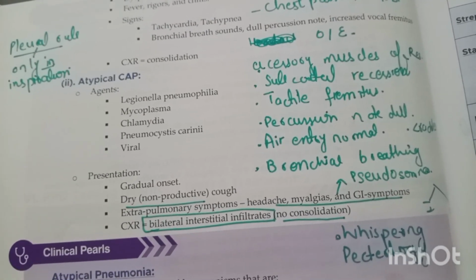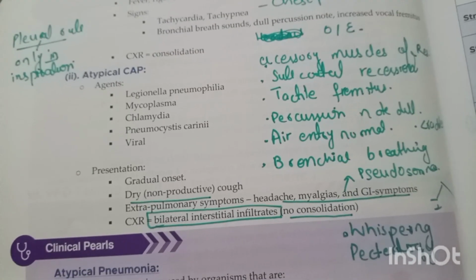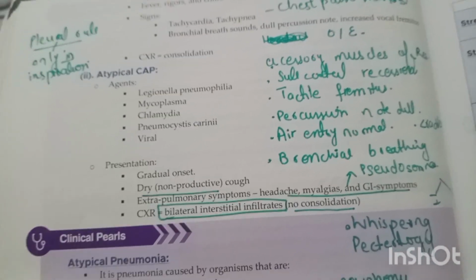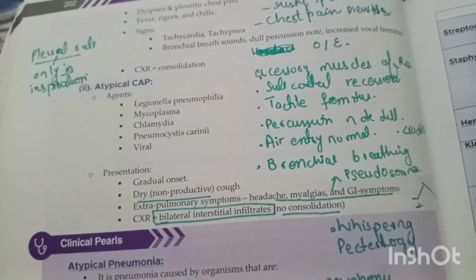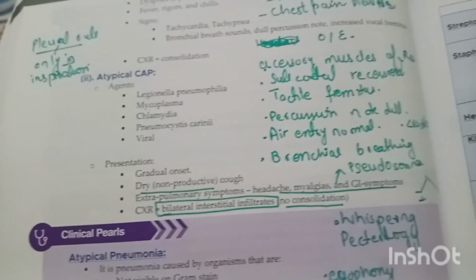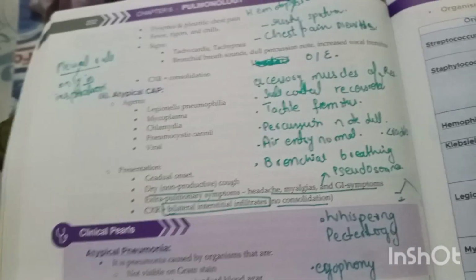Mycoplasma, chlamydia, and pneumocystis, and viruses like COVID-19, do not have the typical symptoms of pneumonia. Usually the patient with pneumonia presents with very severe symptoms, but in COVID-19 you might have seen the patient walking into the hospital. So this is the atypical presentation of pneumonia.